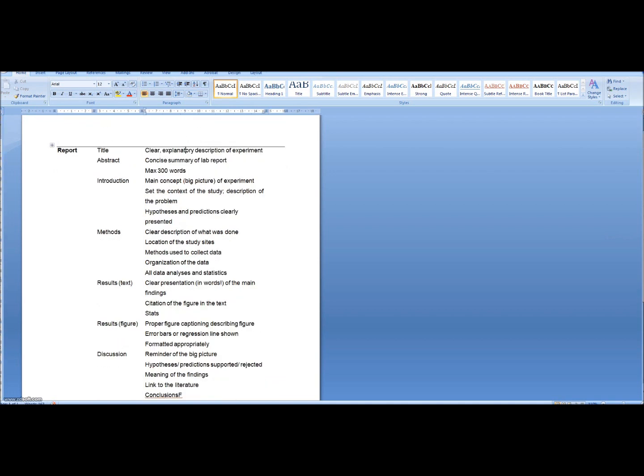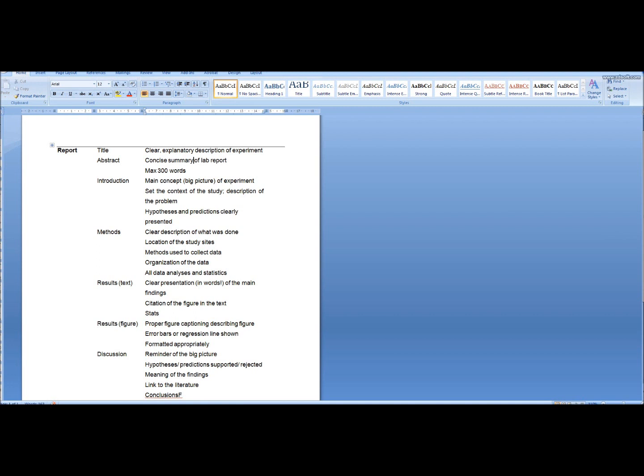So your title wants to be a clear, explanatory description of your experiment. It needs to explain your experiment. It can't be something simple like Lab 2 or studying of height in plant forest. It needs to actually be descriptive, and in some cases it can be quite long, but I don't want it also in the same sense to be a paragraph long. It should be one concise sentence. So try to put a little bit of effort into thinking of a sentence that best describes your entire lab report.